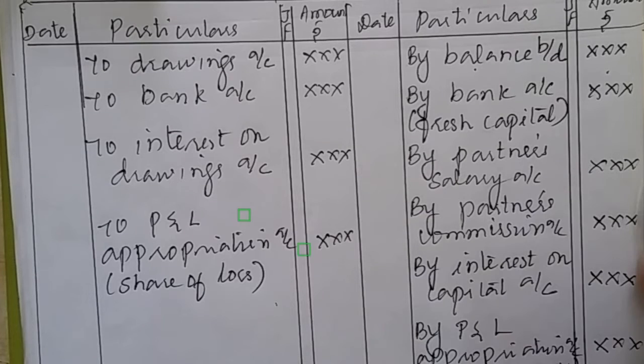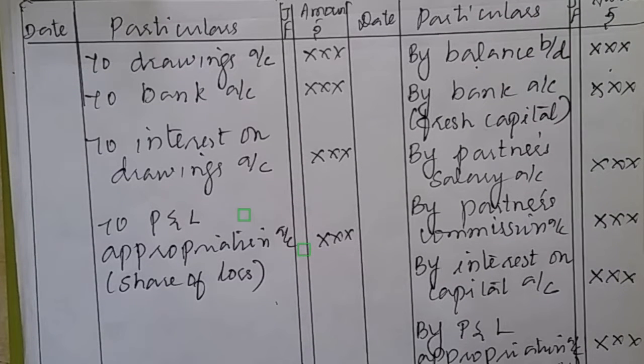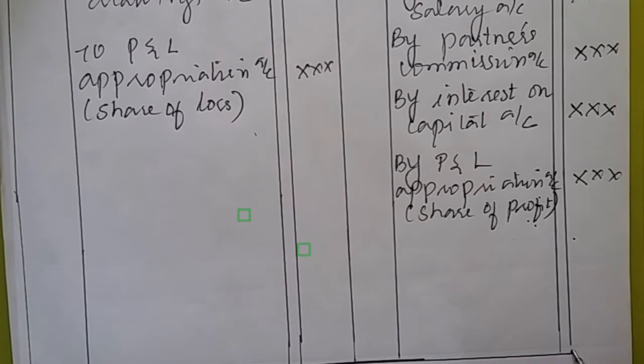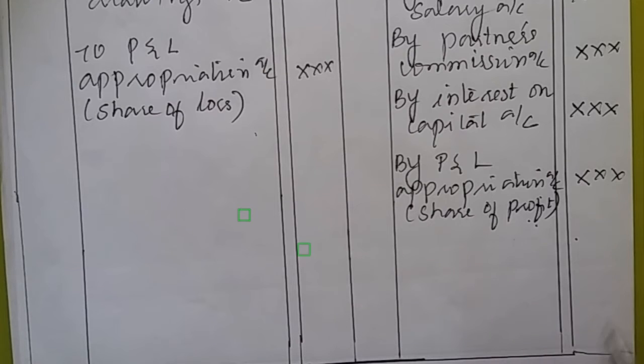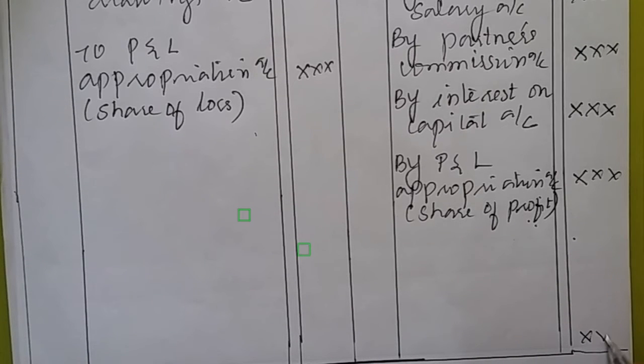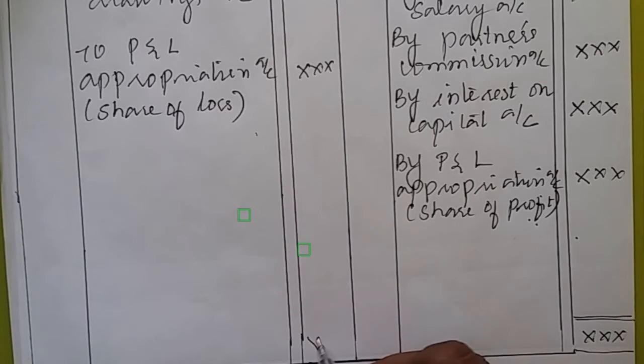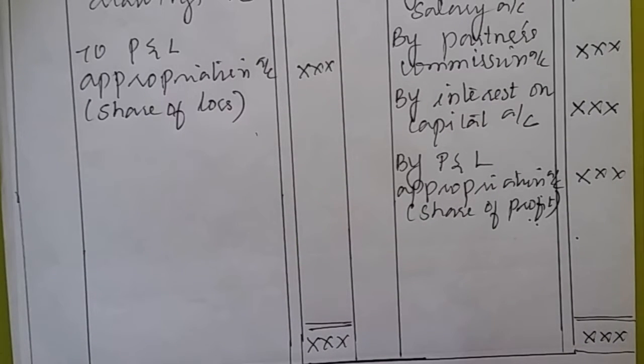So all the entries I have mentioned here, and at the end what we have to do? We have to do balancing. Here the credit side total is more, so I write the total of the credit side here. The same total I write here on the debit side.